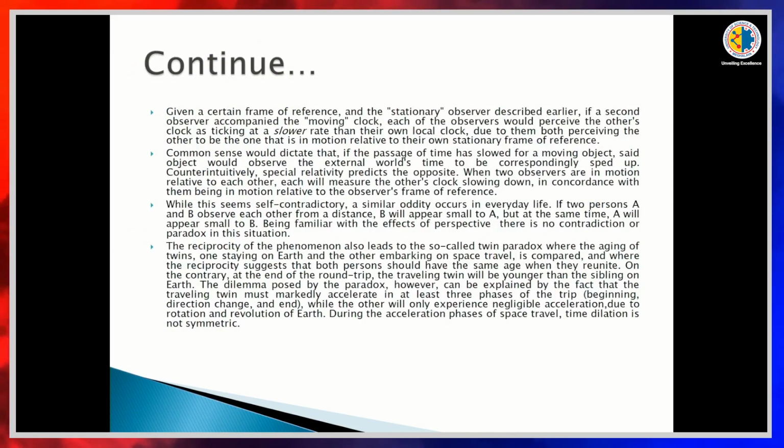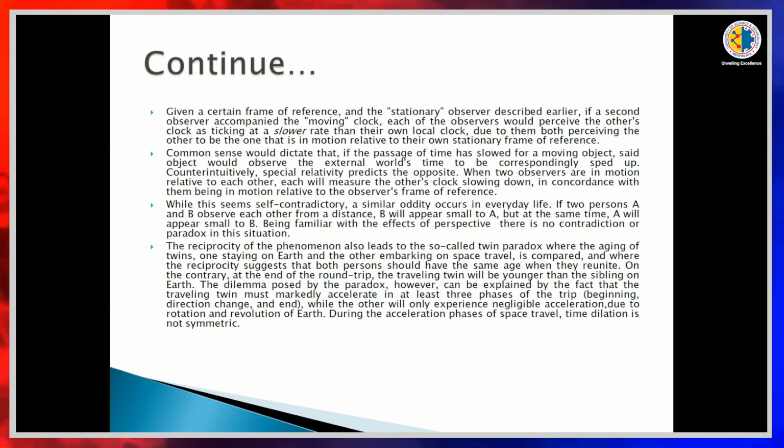Common sense would dictate that if the passage of time has slowed for a moving object, said object would observe the external world's time to be correspondingly sped up. Counterintuitively, special relativity predicts the opposite when two observers are in motion relative to each other. Each will measure the other's clock slowing down, in concordance with them being in motion relative to the observer's frame of reference.